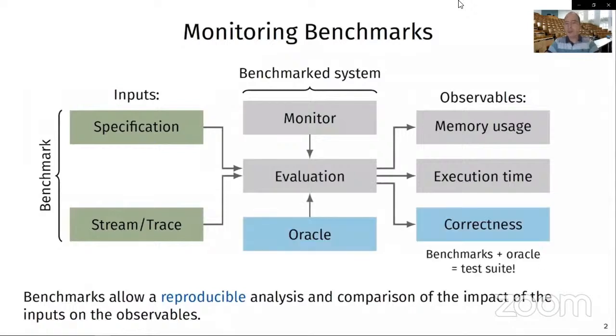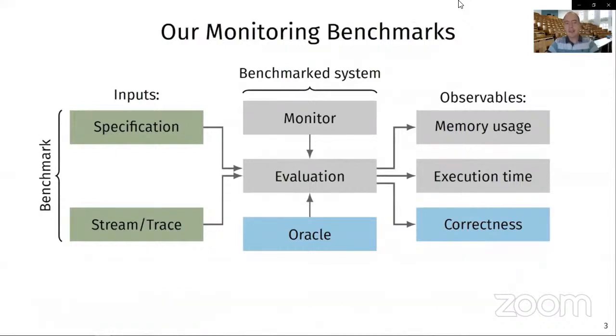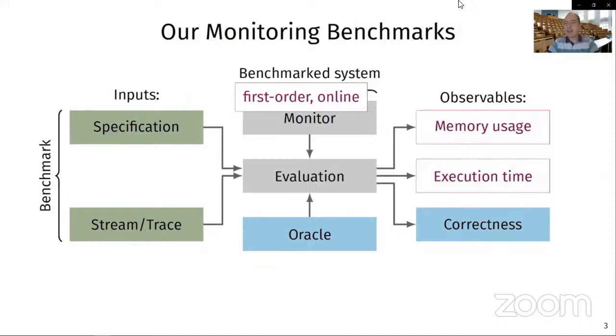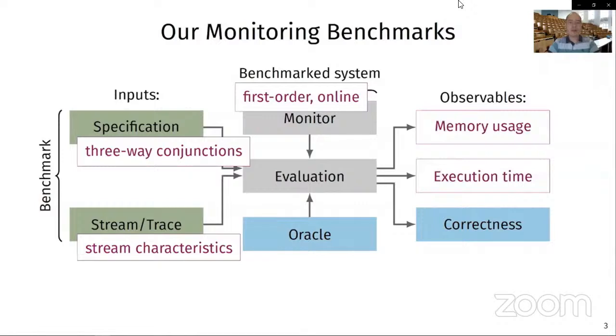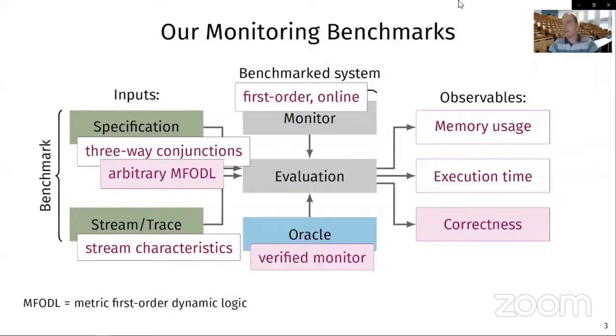When a benchmark also includes expected monitoring output, then it becomes a test case. And then we can use it to assess the correctness of the benchmark monitor. In this paper, we propose a benchmark generator designed to benchmark online first order monitors. The benchmark assesses performance by generating streams with characteristics tailored for a family of specifications that consist of temporal three-way conjunctions. The benchmark can also assess the correctness by providing a verified monitor as an oracle for the expected output.